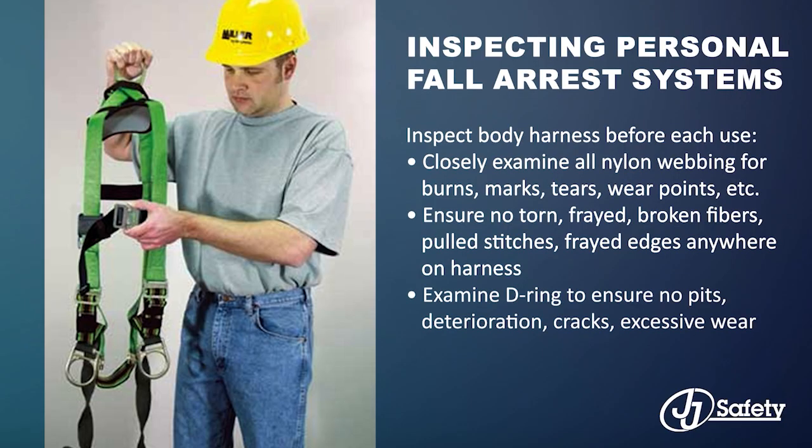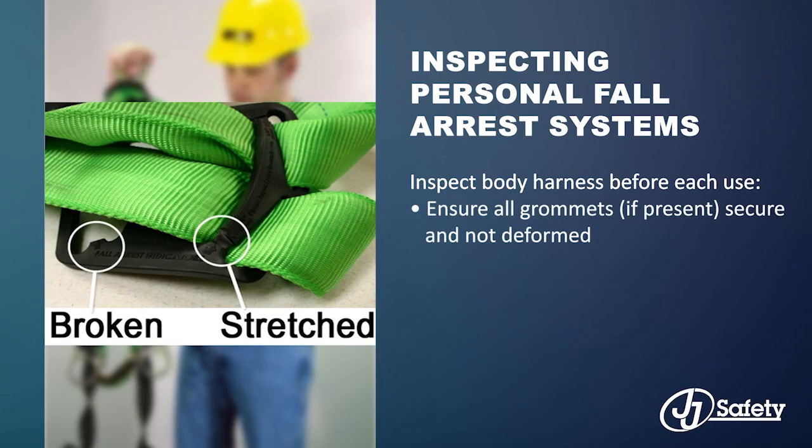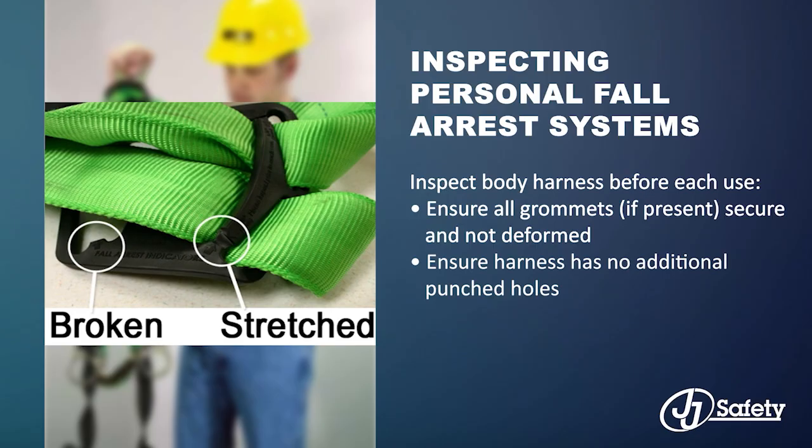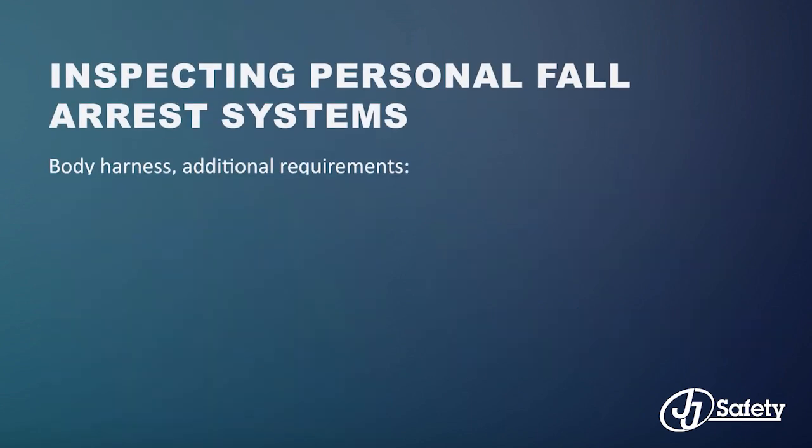Examine D-rings to ensure that there are no pits, deterioration, cracks, or excessive wear. Ensure buckles are not deformed or cracked, and that they operate correctly. Ensure all grommets are secured and not deformed. Ensure that the harness has no additional punch holes. Ensure all rivets are tight and not deformed. And check the tongue straps for excessive wear from repeated buckling.